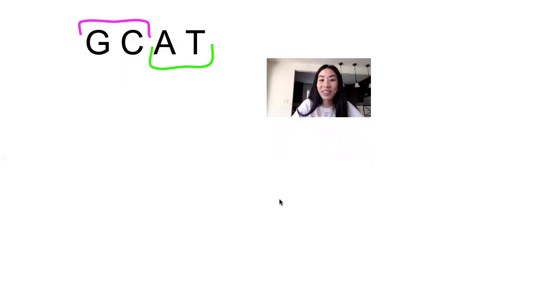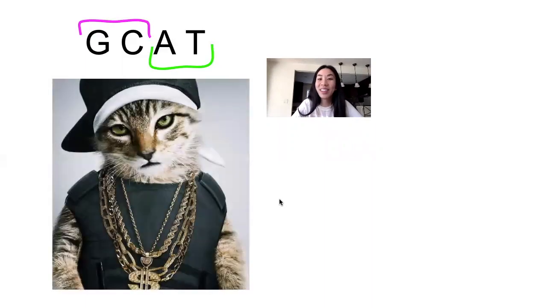So therefore, to remember this, it's a gangster cat. Like, oh my gosh, I cracked myself up. Just kidding. Okay. All right.